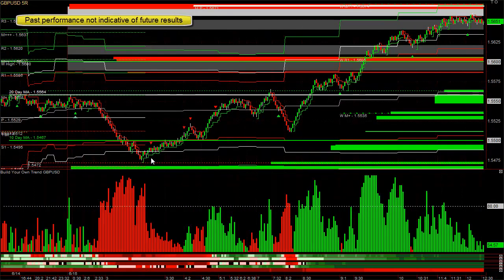And so there's two entries. When this is below the hourly moving average, it's more likely to go down. When it's above the hourly, it's more likely to go up.